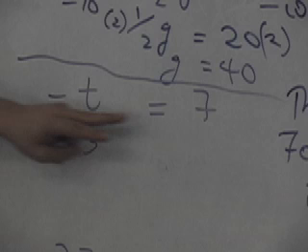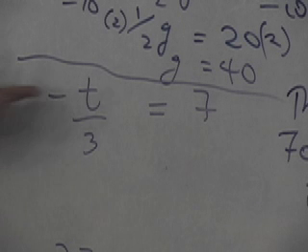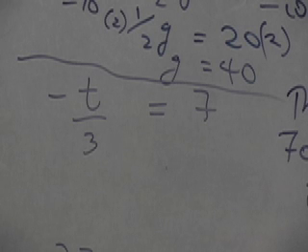Anyway, negative t over 3 equals 7. What do we do with that? What are we searching for here? What are we looking for? Right, t. How do we find it? What's in the way? Well, that negative sign and that 3 is in the way.